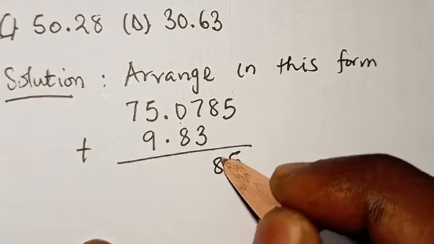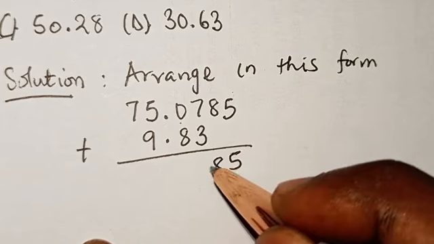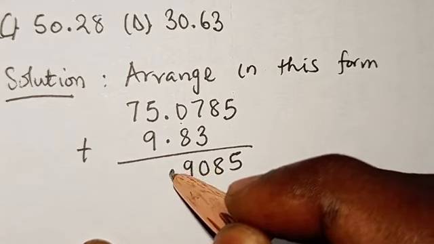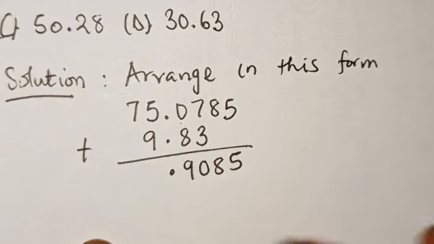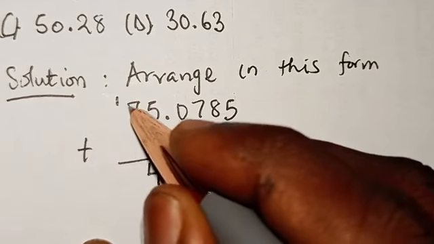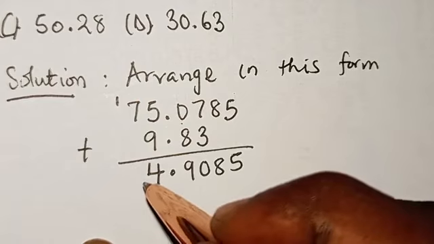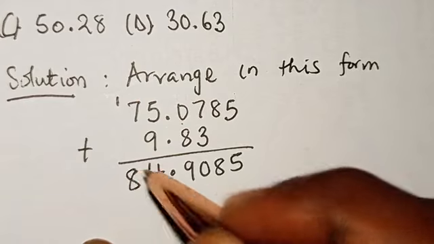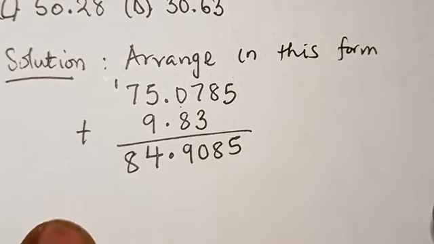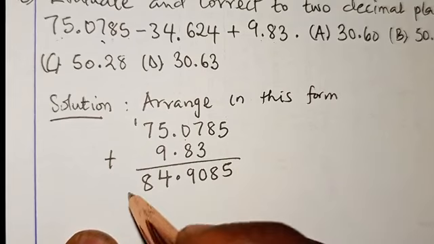We have 5, 8. Then 7 plus 8 will be 10. Then we have 9 here. Then point 5 plus 9, that will be 14. We write 4, you keep 1 here. Then 1 plus this, we're going to have 8. So we have 84.9085, right?